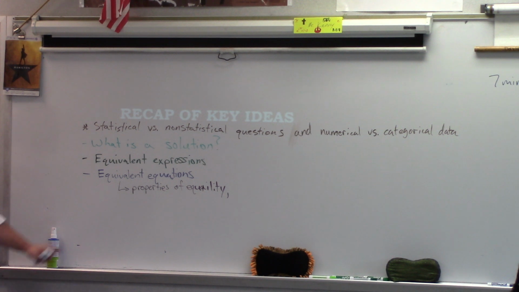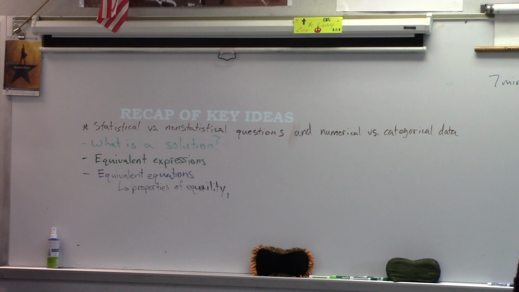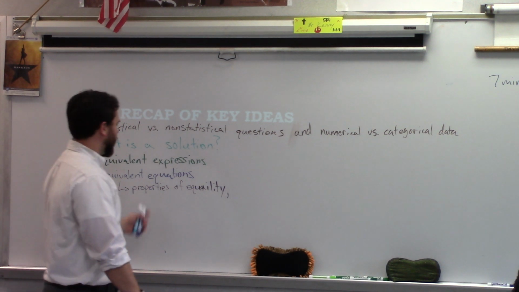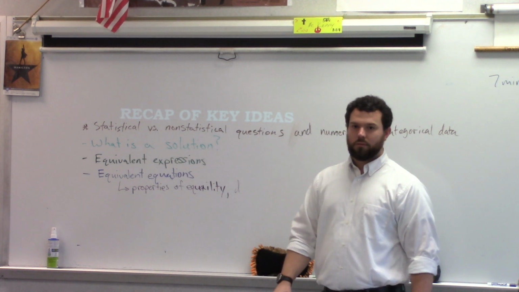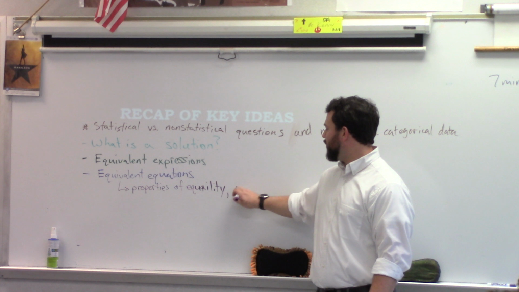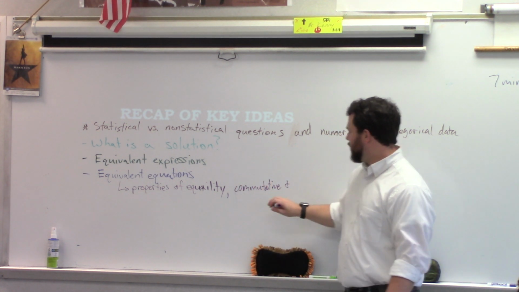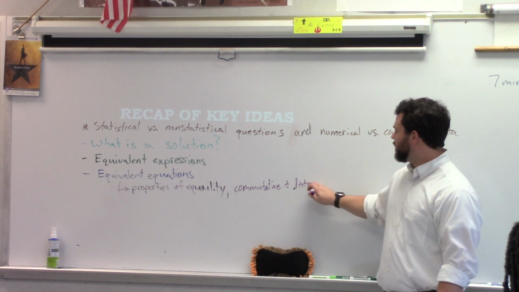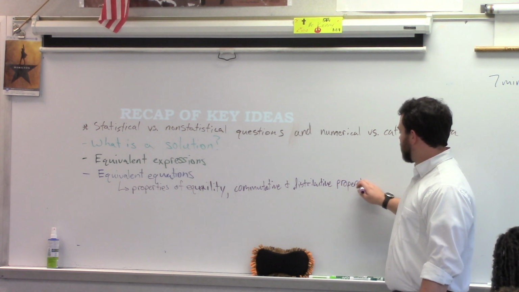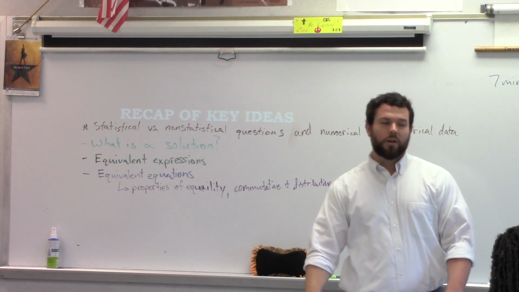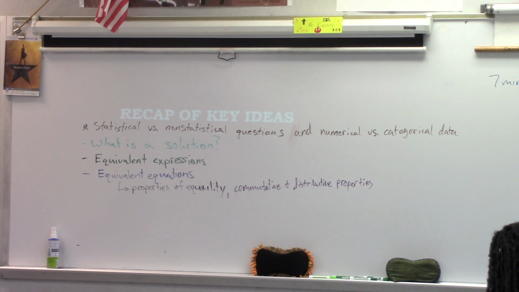What did it start with? Well, not for an equation. We do have properties of inequality, it's going to be later. Were there any other properties that we used to show equivalency? Okay, so one of them was commutative. What else? Distributive. Right? So we want to remember those equivalent equations. We got those properties of equality, we got our commutative and distributive properties.